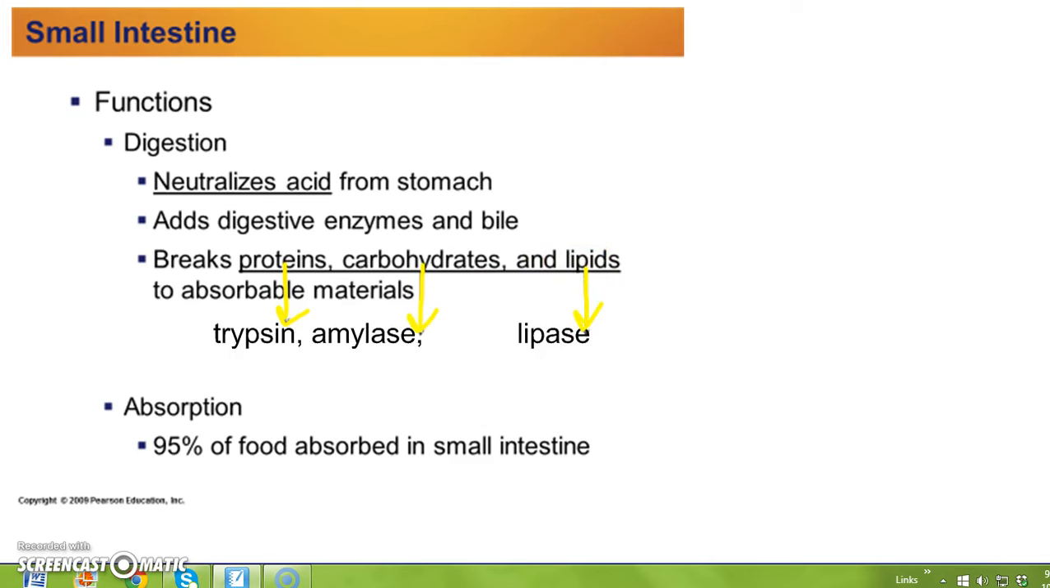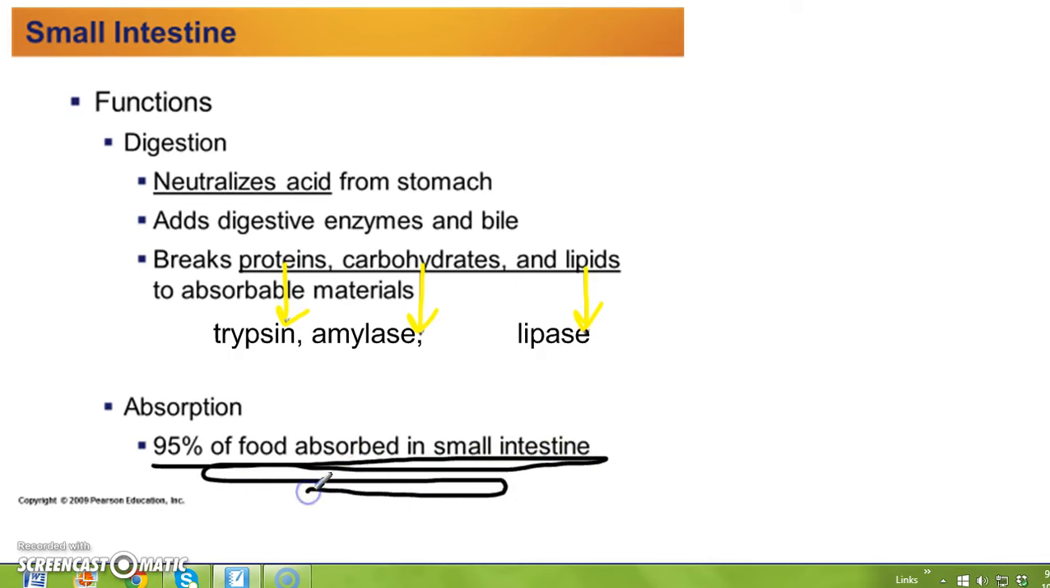There's some absorption happening in the mouth, a little bit in the stomach, but about 90% of what you eat is going to be absorbed in the small intestine. And that's why, if you're preparing for some type of athletic event or something like that, you really have to plan ahead the day before and think about the food that you're eating.